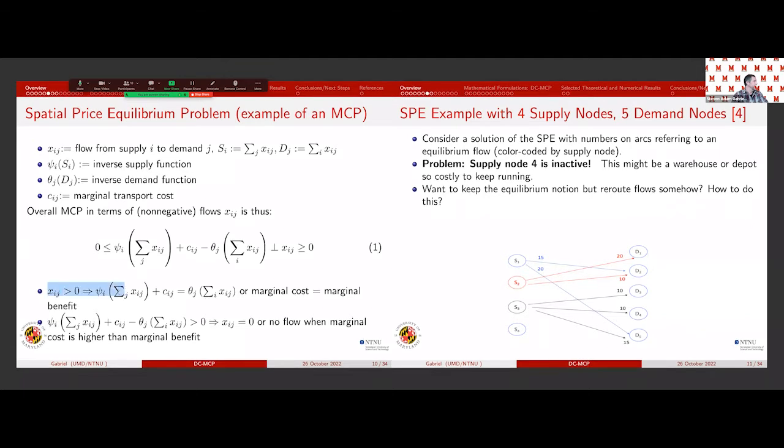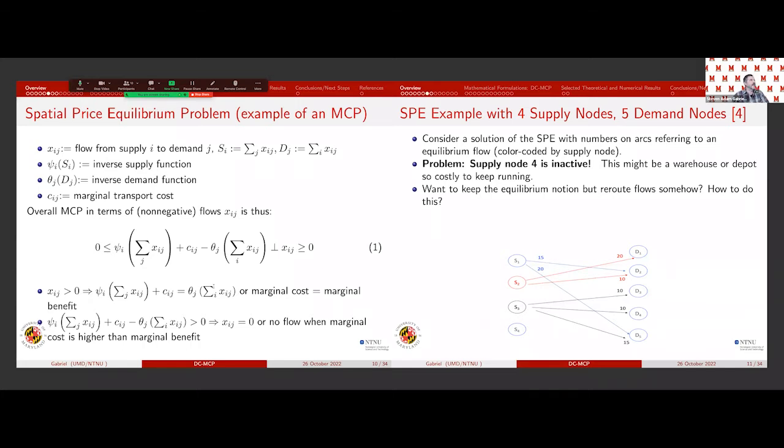And so I basically stated what I just have here, that if the flow is positive, this must hold as an equality, marginal cost equals marginal benefit. If this is actually strictly greater than 0, then no flow. And this is exactly a complementarity problem. One thing is non-negative, the other thing is non-negative, and their product is 0.